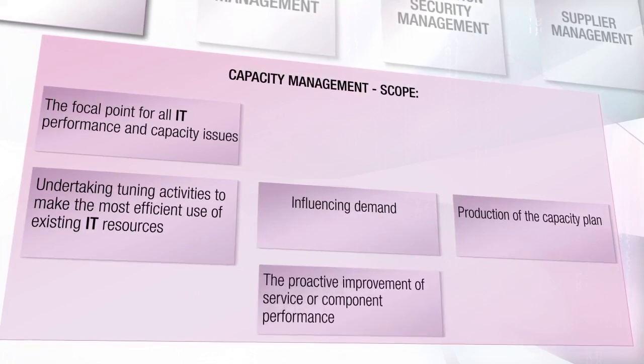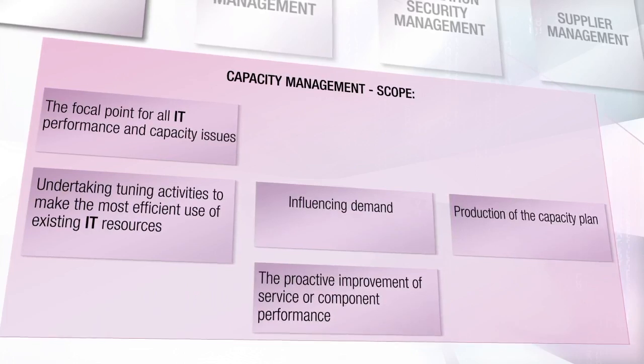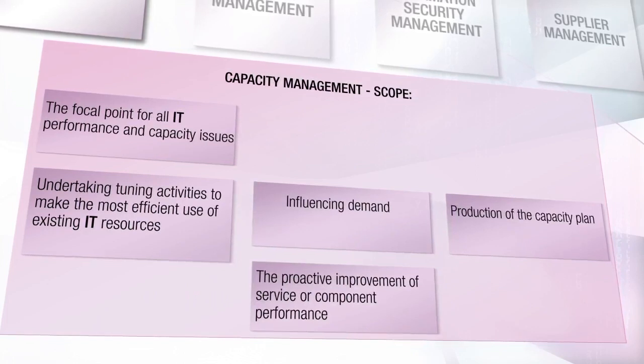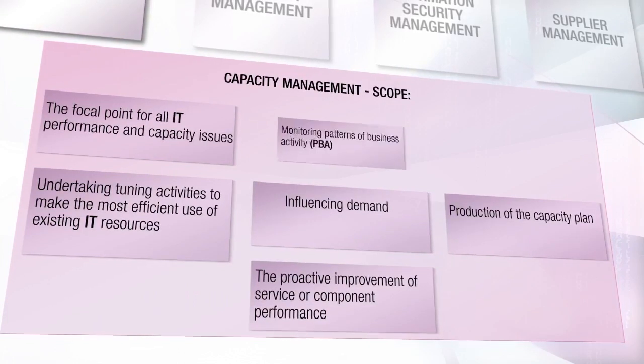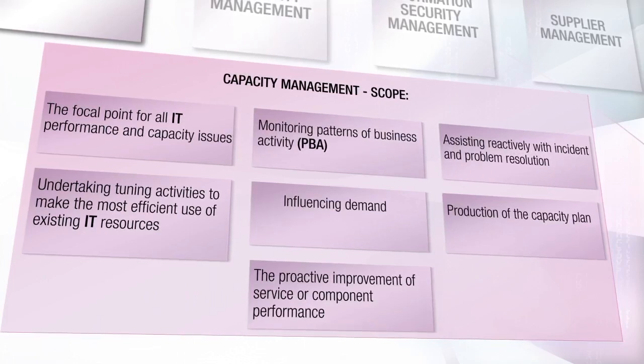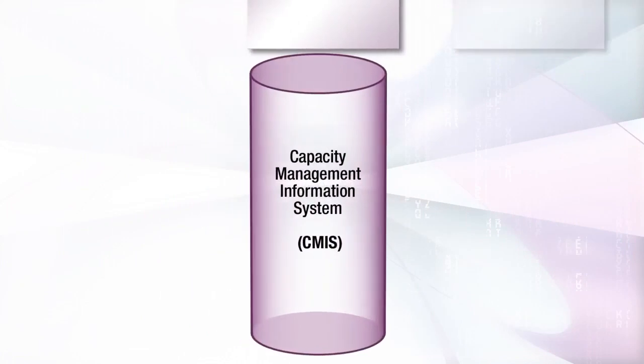Some activities in the capacity management process are reactive, whilst others are proactive. These activities will enable an organization to assess, agree, and document new requirements and capacity, plan new capacity, review current capacity and performance, improve current service and component capacity. All capacity-related information, such as performance reports, forecasts, and the current capacity, should be stored as part of the Capacity Management Information System, which again could be an electronic or physical store.